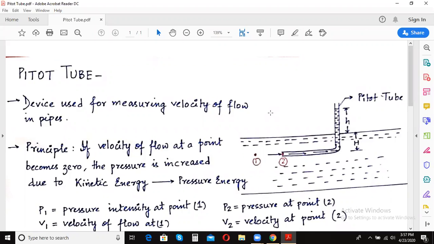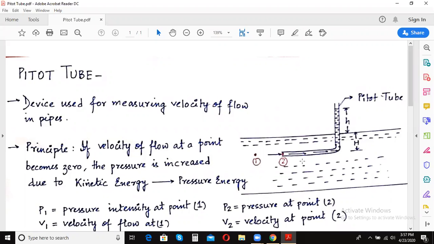So today in this video, we are going to discuss what a pitot tube is and what its function is. A pitot tube is basically a tube which, when inserted into a pipe, measures the velocity of flow that is occurring through that pipe.